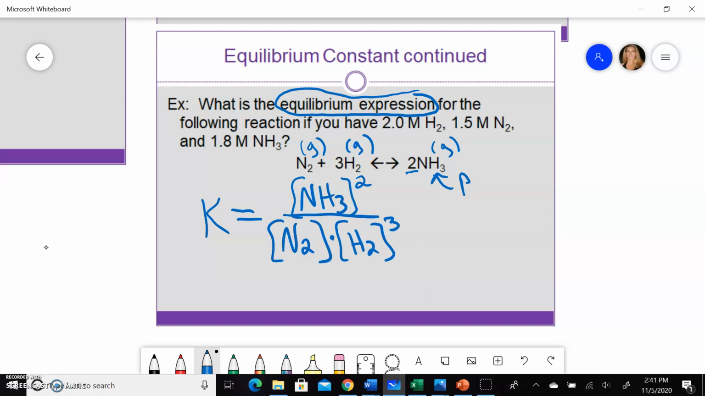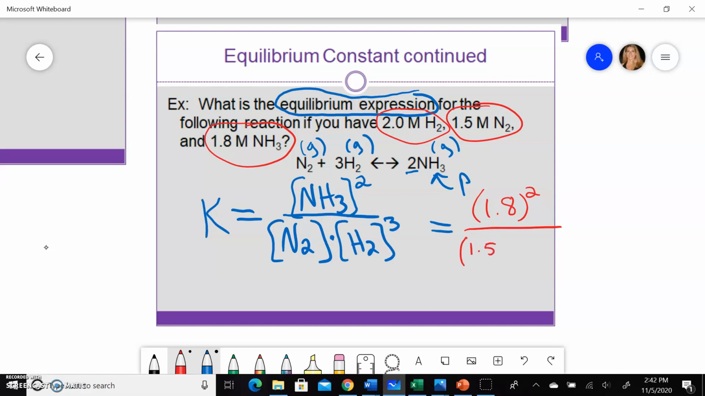Sometimes they want you to actually calculate it. So now what we can do is use these numbers from the question. I'm going to circle them in red so you can see them better. And we're going to plug in those numbers. So NH3 has a concentration of 1.8 molarity. We haven't learned what molarity is yet, but we will soon. So we're going to plug that in for NH3. Don't forget to keep that square on the top. N2 has a concentration of 1.5. And H2 has a concentration of 2. And don't forget to keep that 3 as an exponent.